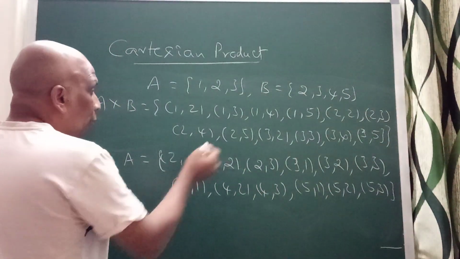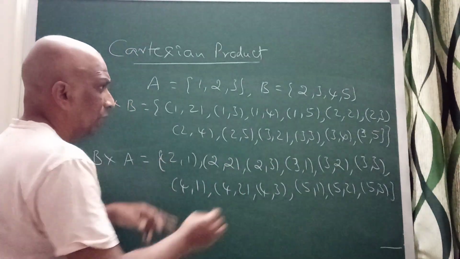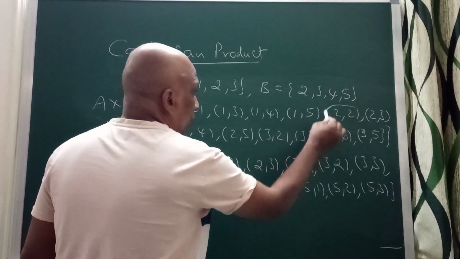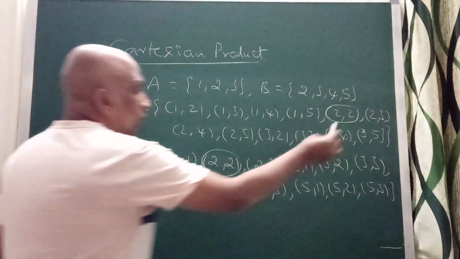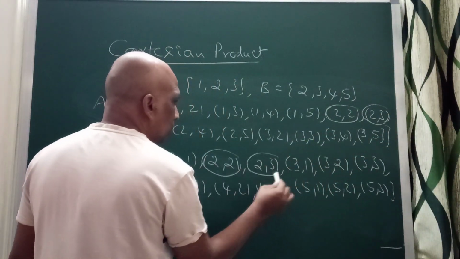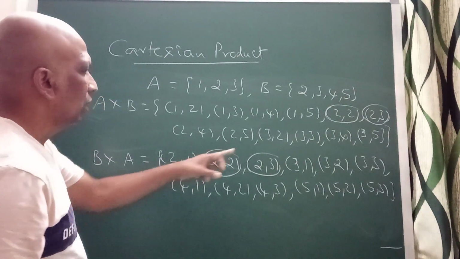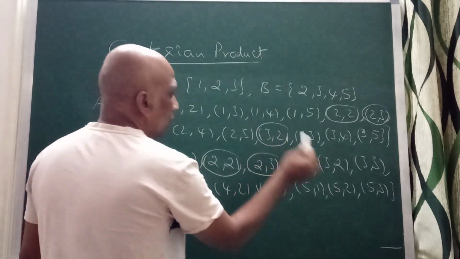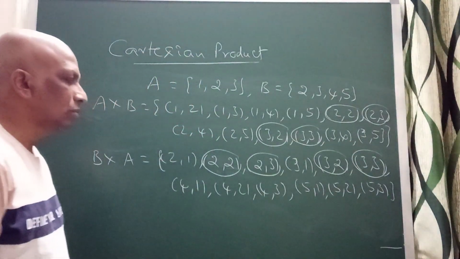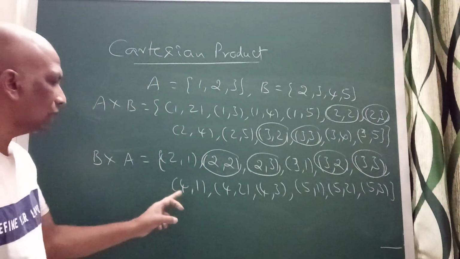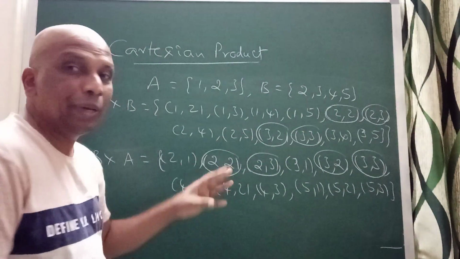Let's see how many common ordered pairs there are. You can verify: 2 2 is here and here, 2 3 is here and here, 3 2 is here and here, 3 3 is here and here. Can you find any other common elements? Nothing. 4 1 has no match. So you can observe that the common ordered pairs are 4.